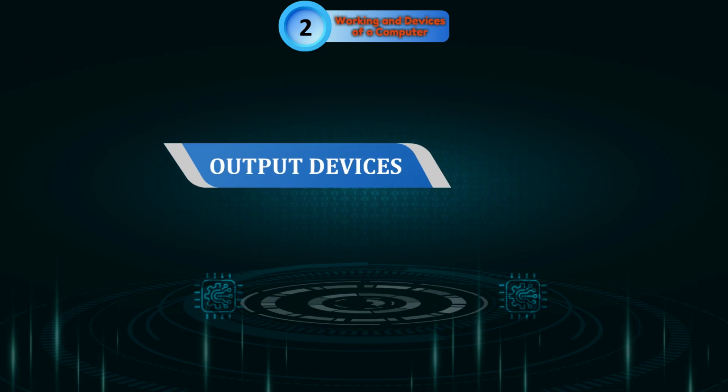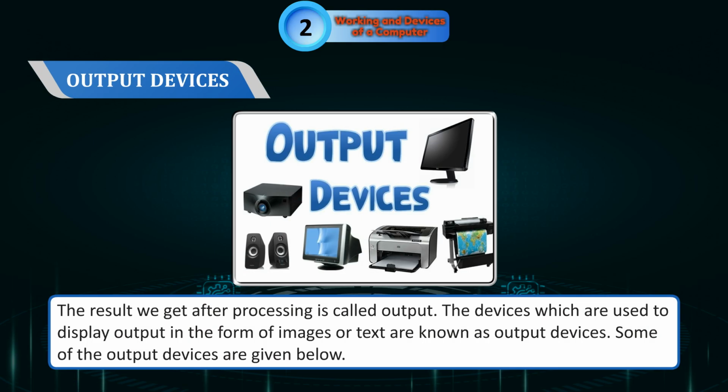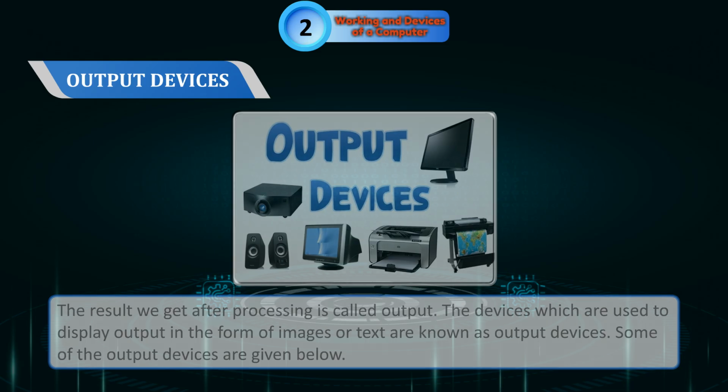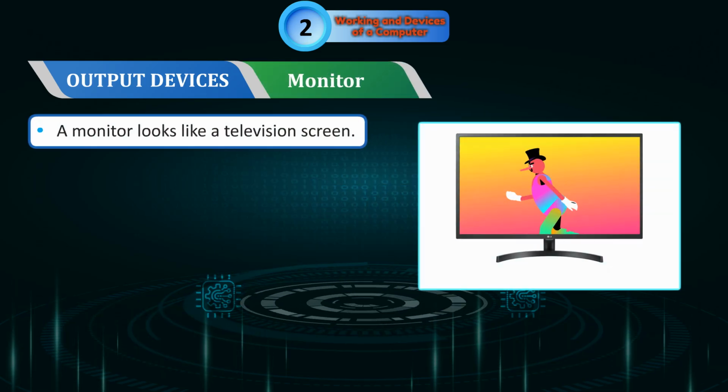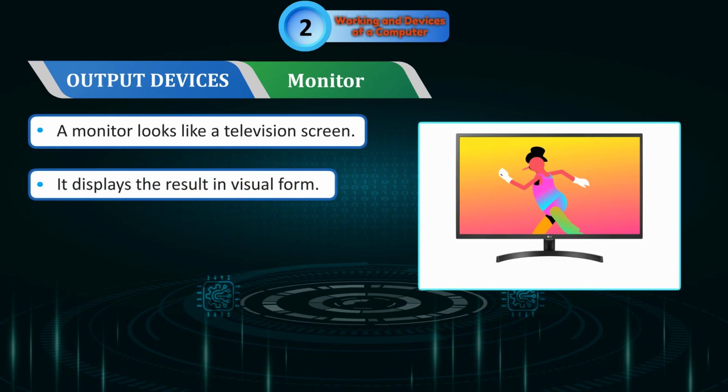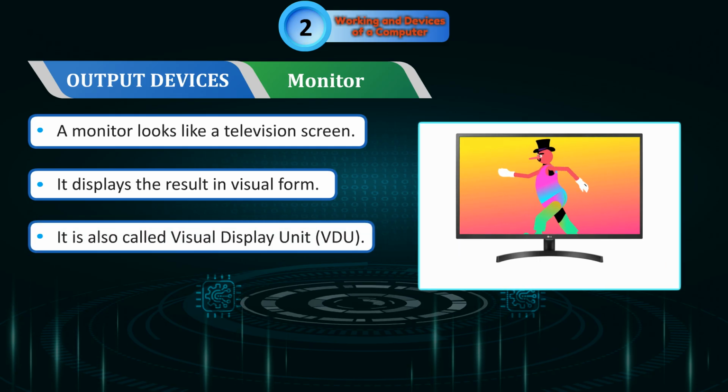Output devices. The result we get after processing is called output. The devices which are used to display output in the form of images or text are known as output devices. Some of the output devices are given below. Monitor. A monitor looks like a television screen. It displays the result in visual form. It is also called Visual Display Unit (VDU).